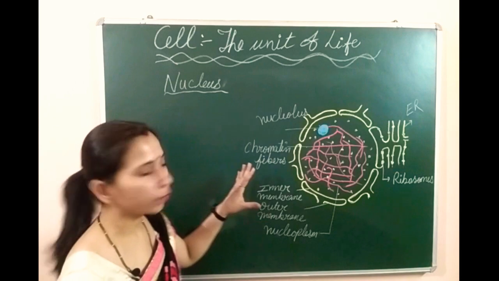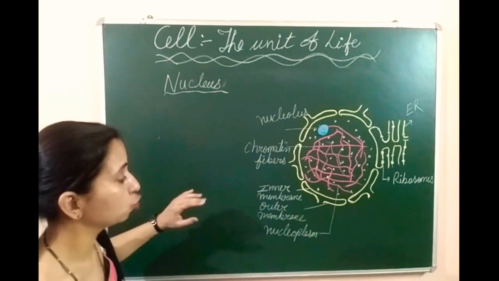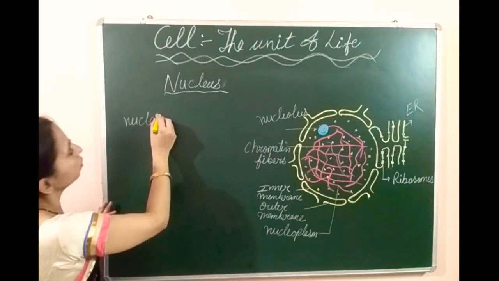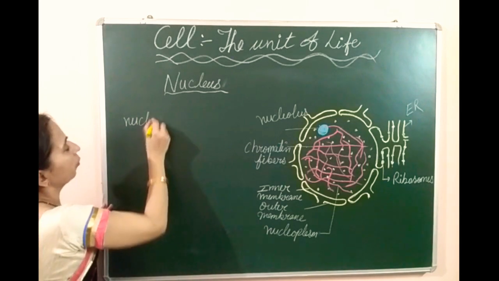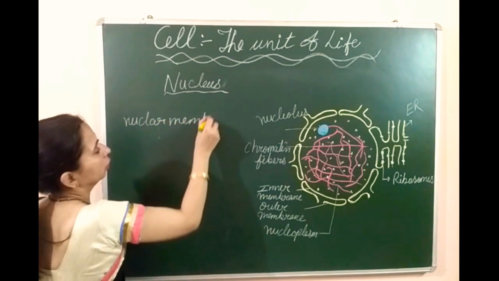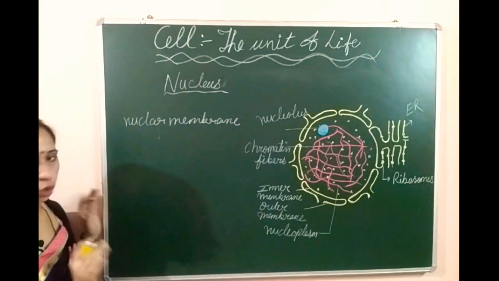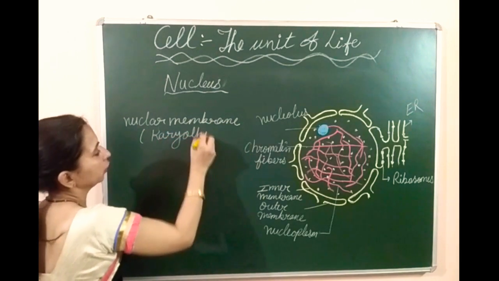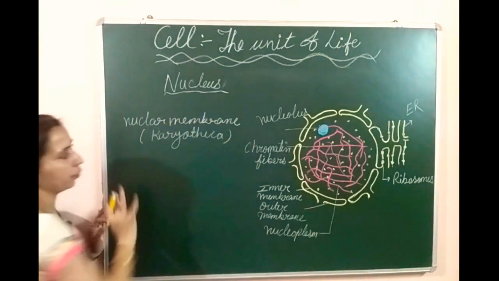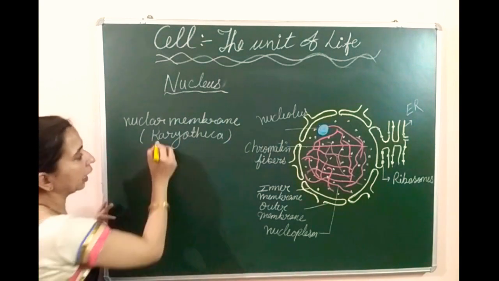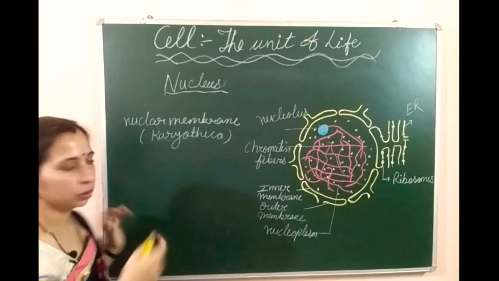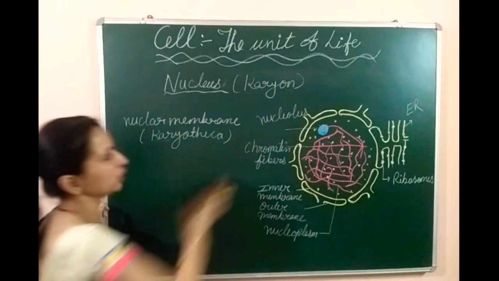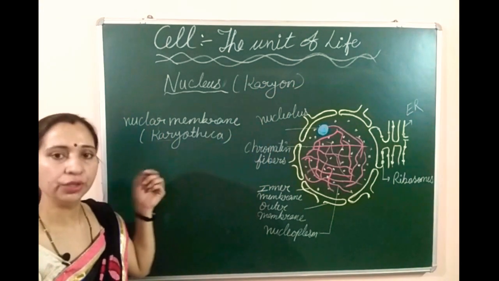Nucleus has two membranes. As you all know, the nucleus is made up of two membranes, and these are known as nuclear membranes. These nuclear membranes are also known as karyotheca, because the word karyo comes from the word karyon. That's why the nucleus is also known as karyon. क्योंकि हम nucleus को karyon भी बोलते हैं, वहीं से ये name आया है karyotheca. That is the membrane of the nucleus.